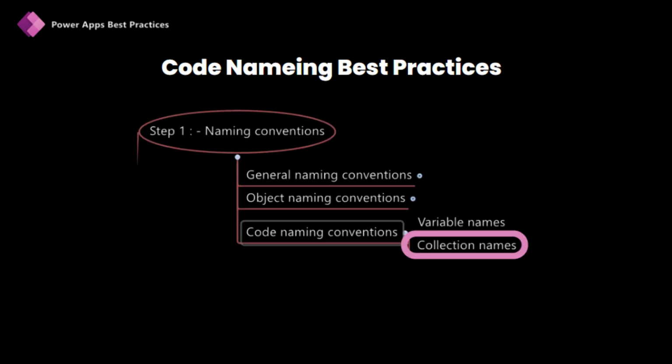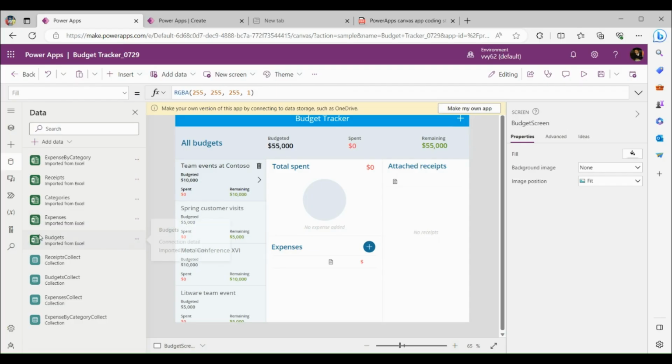Now let's discuss collection naming convention. Be descriptive of the collection's contents. Think about what the collection contains and how it's used, and then name it accordingly. Next, the name after the prefix should indicate the intent or purpose of the collection.